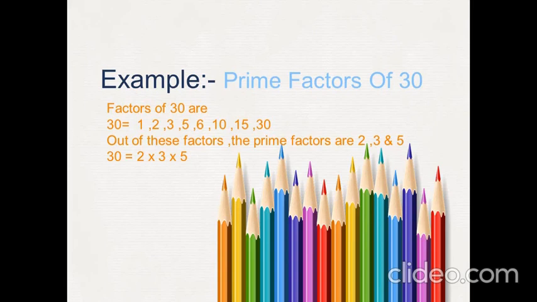Let us check whether these are the prime factors or not. If we take the product of all these three numbers, 2, 3 and 5, we will get 30. Let me check. 2 threes are 6 and 6 fives are 30. Yes, 2, 3 and 5 are the prime factors of 30.